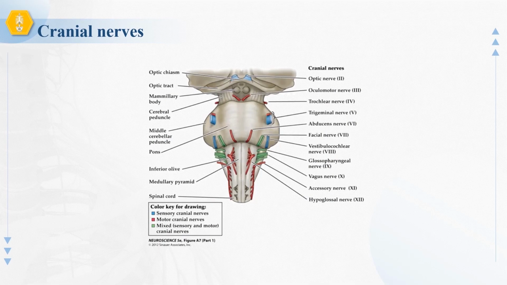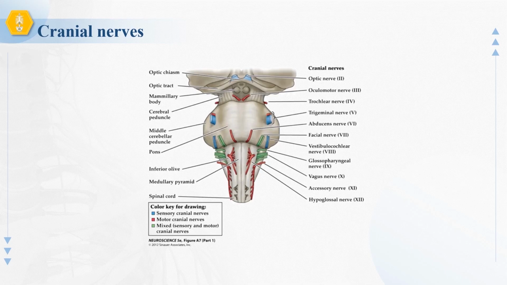The fifth cranial nerve is the trigeminal nerve. It controls the somatic sensation from the face and the mouth and cornea. And the sixth cranial nerve is the abducens nerve. It controls the eye movement. The main action is abduction or lateral movement. And the seventh cranial nerve is the facial nerve. It controls the muscles of facial expression and taste from the anterior tongue.